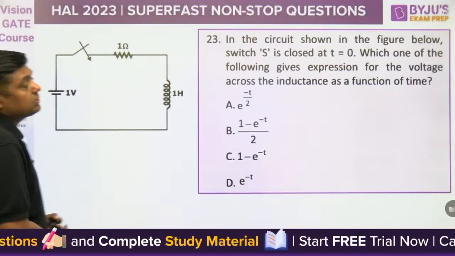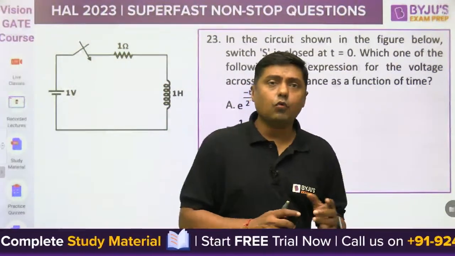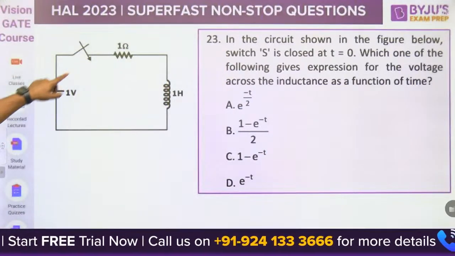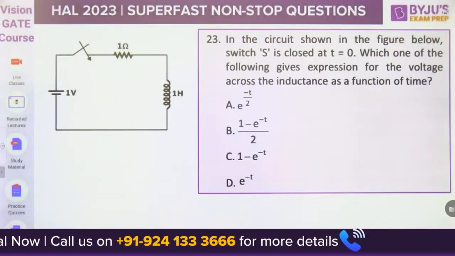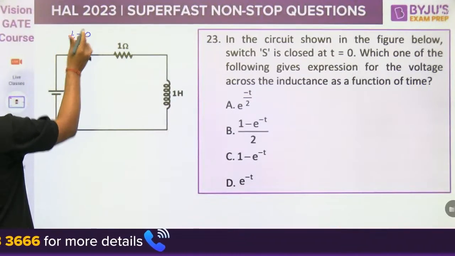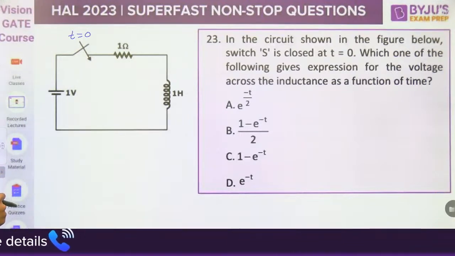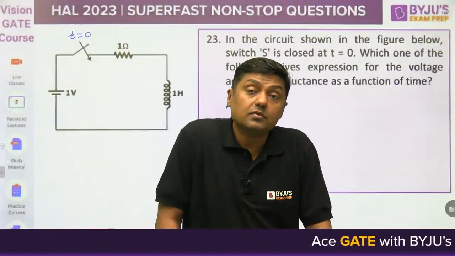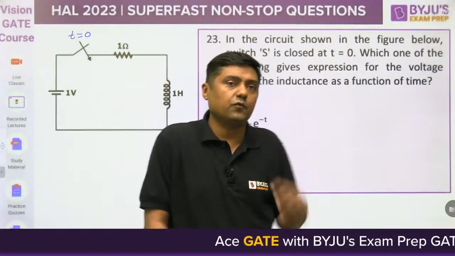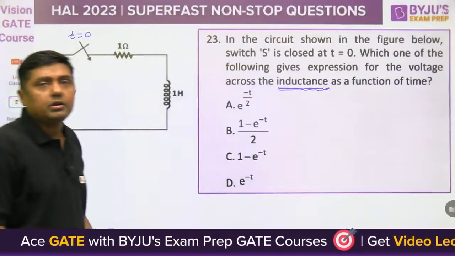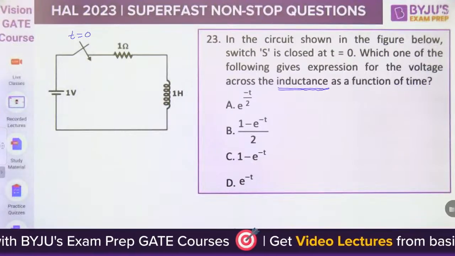Now, questions from transient. In the circuit shown in the figure below, a 1 volt source, 1 ohm and a 1 Henry inductor are connected. Switch S is closed at t equal to 0, which means initially the switch was open. Which one of the following gives the expression for voltage across the inductance as a function of time? This time we have to find the voltage, not current, so read the question carefully. Voltage across the inductance. Now tell me what will be the answer?